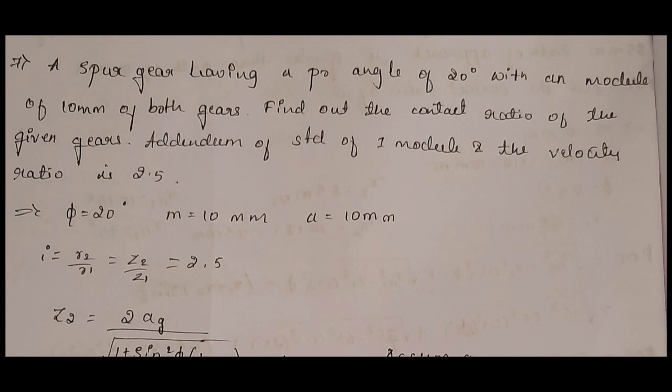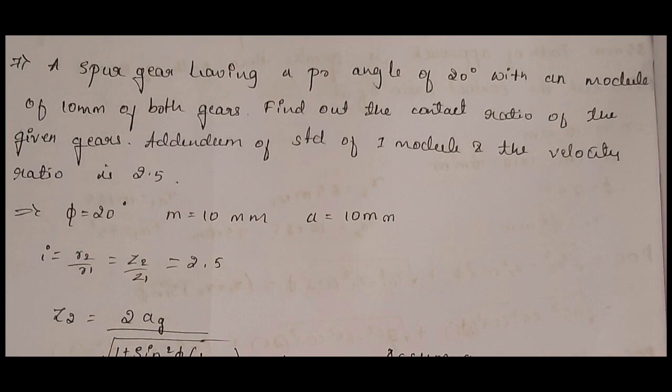What is specified? The velocity ratio I is specified. By using that, we can easily find the solution. Anyhow, segregate the data first. What is the pressure angle? 20 degrees. Phi is equal to 20 degrees. The module is specified, equal to 10 millimeter. The addendum is specified as standard, one module. That is a is equal to 1 m, or else a is equal to 10 millimeter.